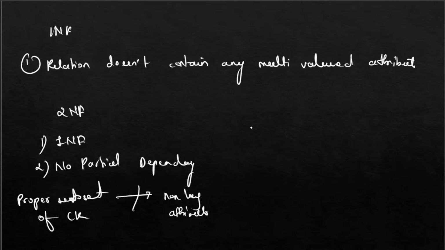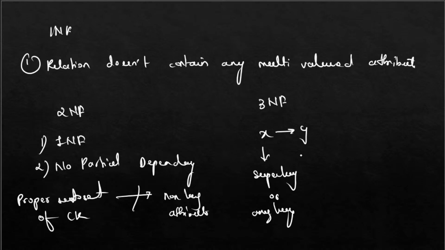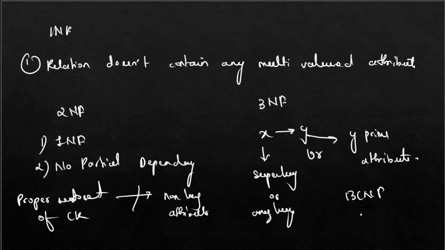If we talk about 3NF, X deriving Y, either X is a super key or any key, or this Y should be a prime attribute. Now BCNF: X deriving Y, this X should be a key. You don't have to see about Y. Two attributes are always in BCNF. Okay everyone.